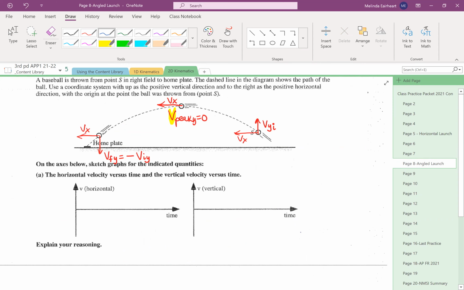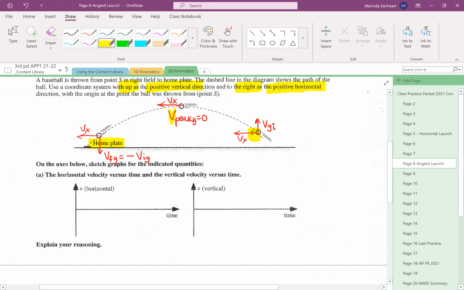A baseball is thrown from point S that's in right field to home plate. And so notice our right field, our S is going to be on the right-hand side, and then home plate is on the left-hand side. The dashed line shows the path in the diagram, and remember it's a parabolic trajectory. Those are your fancy words. Use the coordinate system as up as positive vertical, and then to the right as positive horizontal.